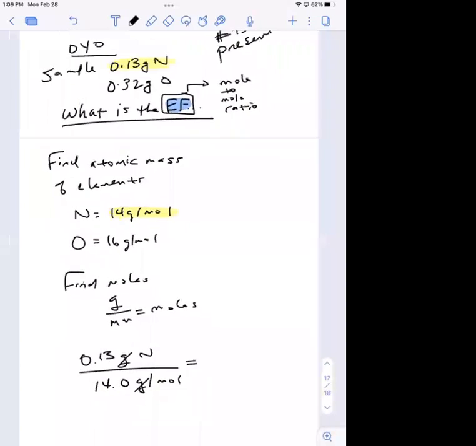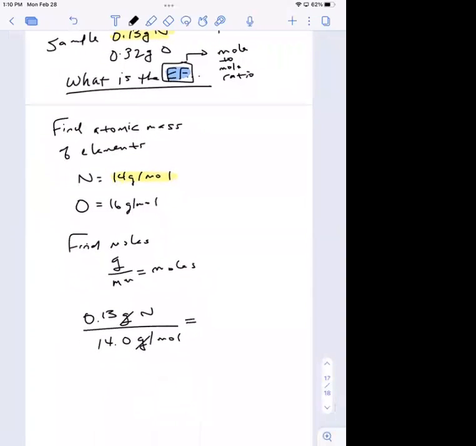So then I'm left. Go ahead and punch that in, somebody, or if you got your calculator handy, go ahead and punch that in. I got 0.009. All right, 0.009, which we can round up to 0.01. Good. 0.01. And this is moles.